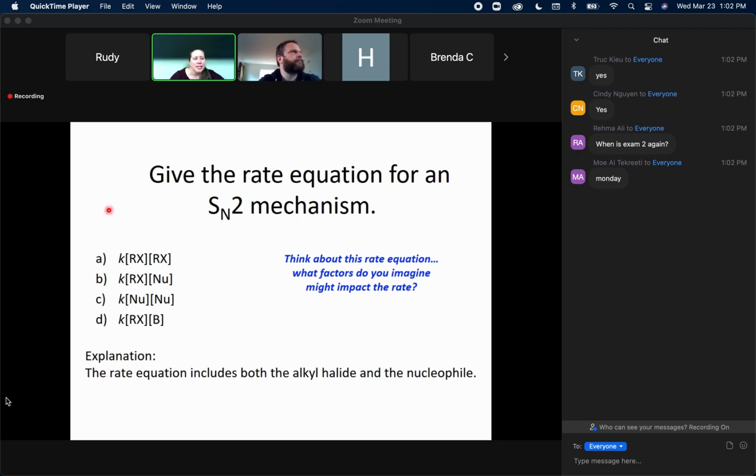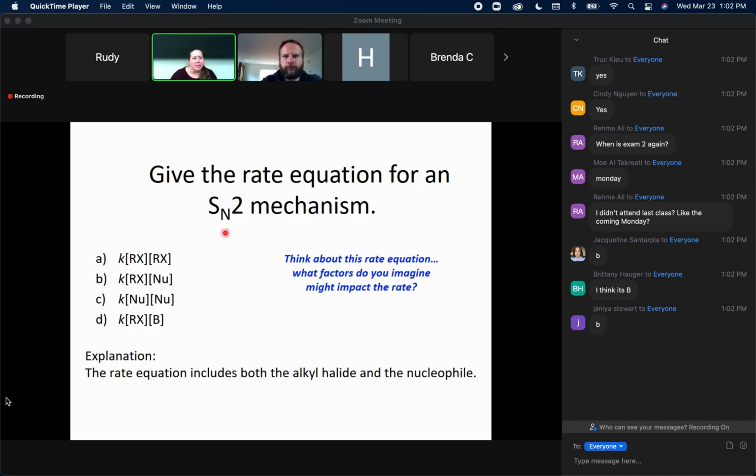Okay, so what do you guys think? This is from class on Monday. We talked about the SN2 mechanism of alkyl halides reacting. So which one of these answers best describes the rate law for an SN2 mechanism?